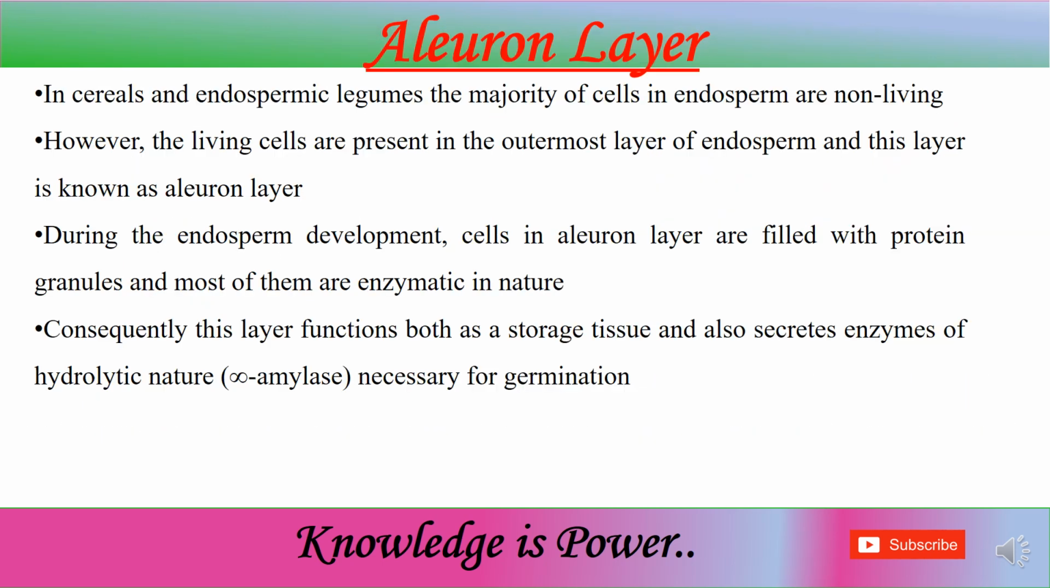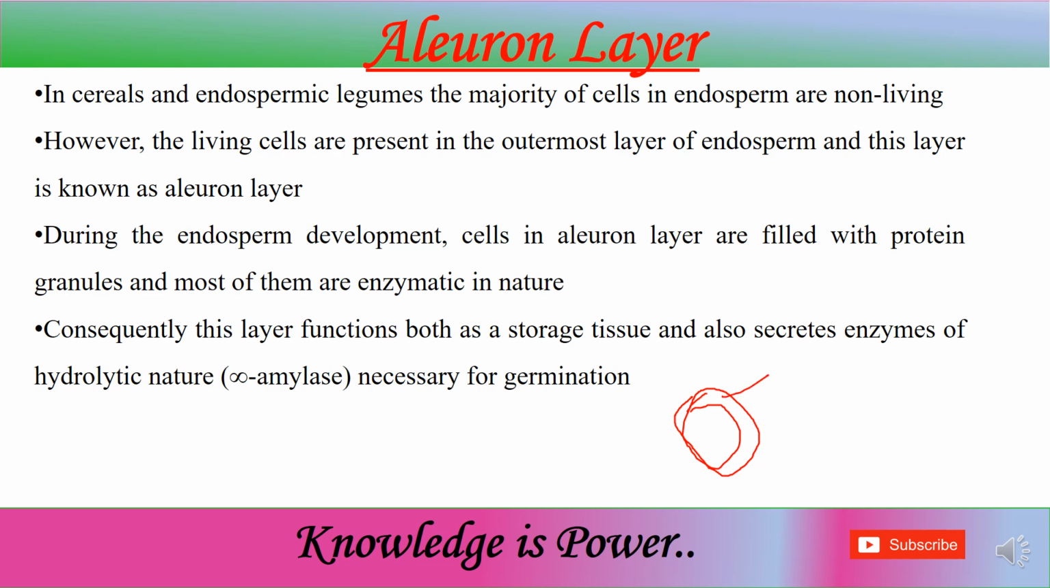And coming to another word, aleurone layer. This aleurone layer we can observe in monocots only, because in cereals and most endospermic legumes, the majority of the cells in the endosperm are non-living. However, in the peripheral layers of the endosperm, the surrounding layers, some of the cells are living in nature. Those living cells are generally called the aleurone layer.